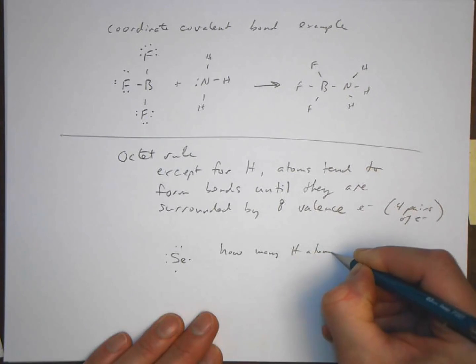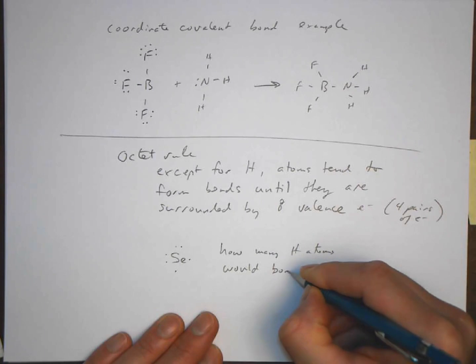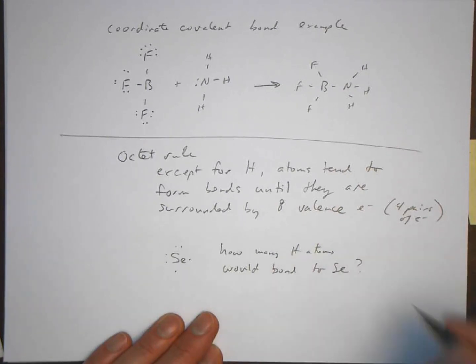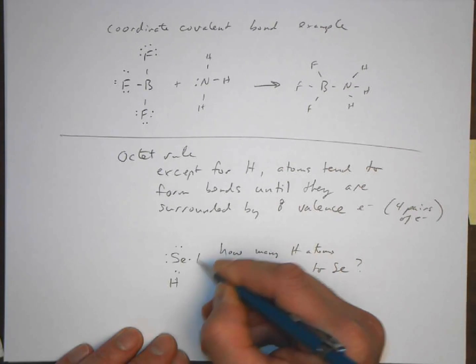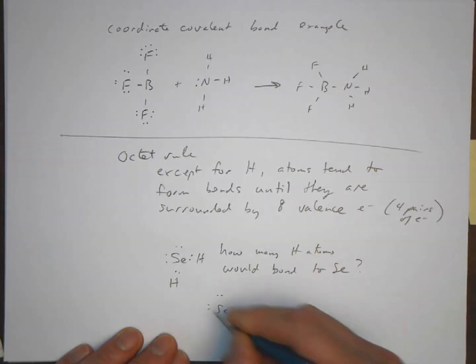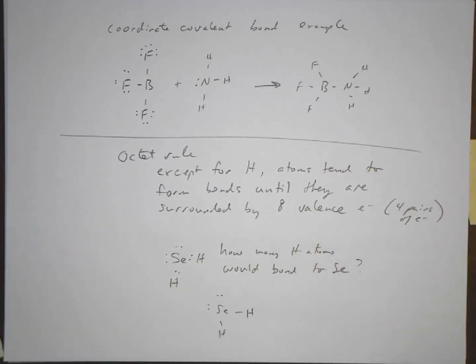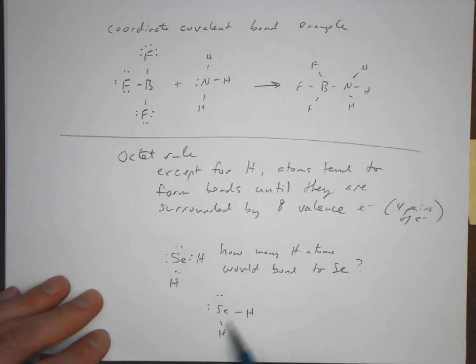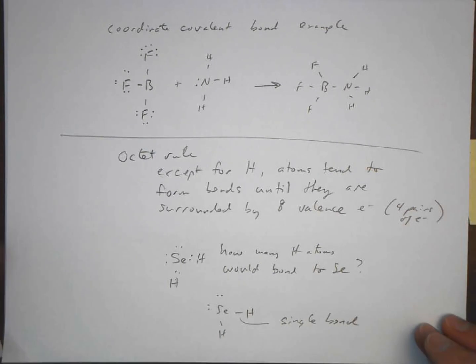We could ask how many H atoms would bond to one selenium atom. Well, the answer would be 2. We could have essentially 2 bonds being formed because each hydrogen would bring 1 to the table. So we can have these types of things, and this is called a single bond. We have 1 pair of electrons that's constituting a bond between those 2 atoms.